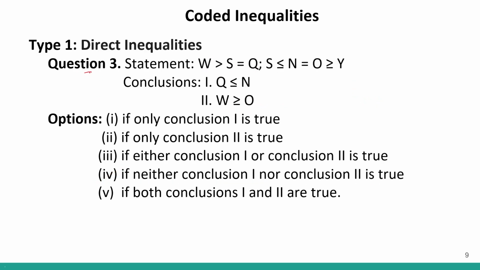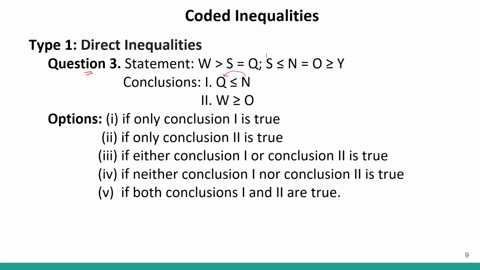Moving on to question number 3. Question number 3, this statement is given to us, two conclusions are given to us, and we have to identify which one is true. So, Q is less than or equal to N, correct? So, we will move from bigger to smaller. So, from N to Q.